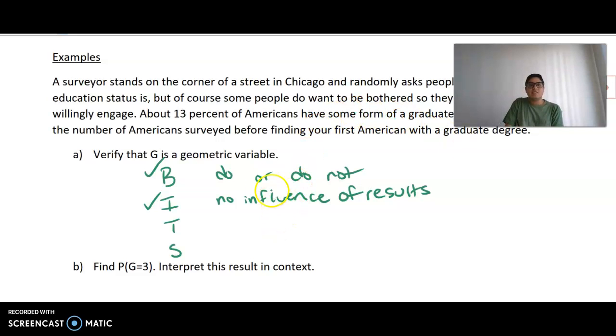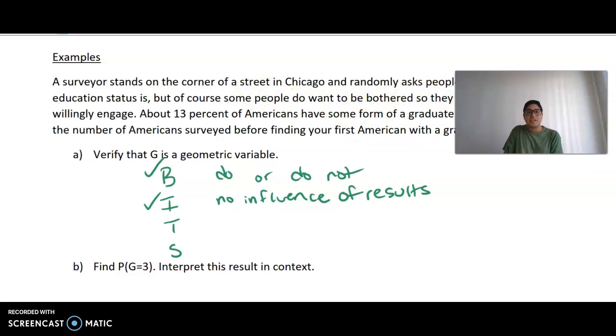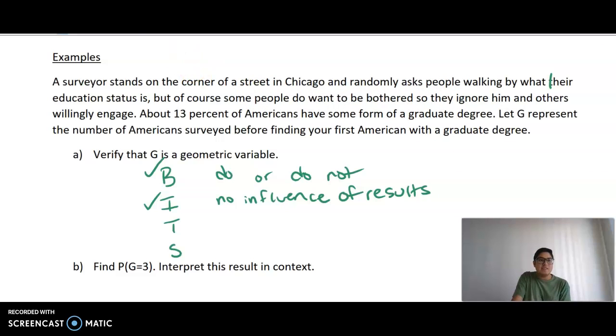Next up, trials until. Well, we were told that the surveyor is randomly asking people walking by what their education status is, and some ignore him, some don't.